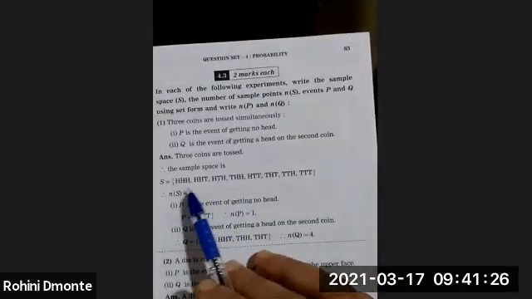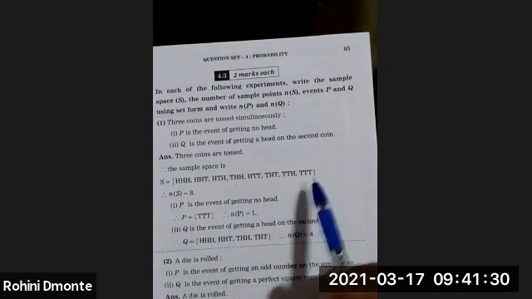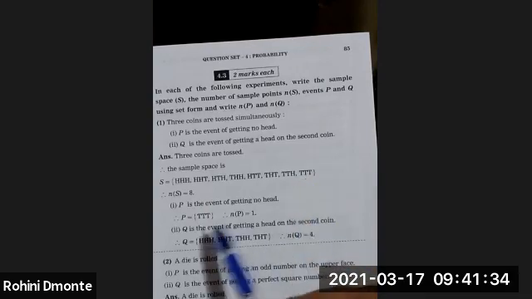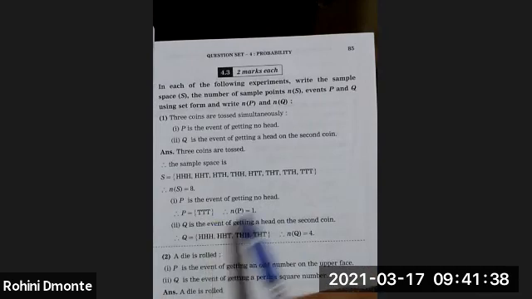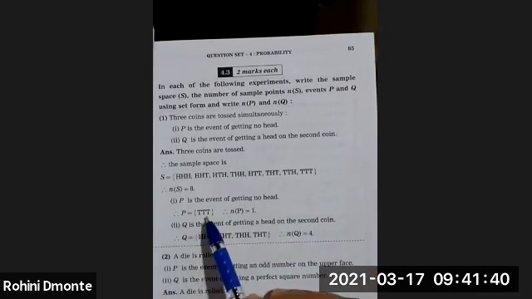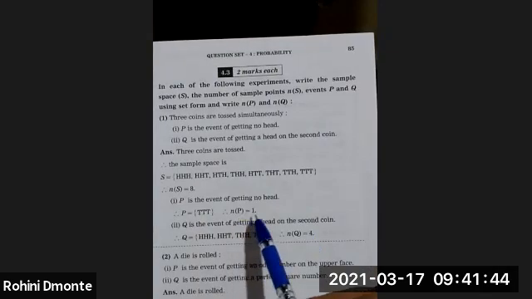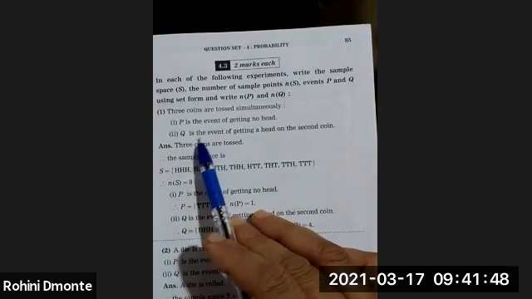Now, if you see, everywhere head is coming. Head, head, head, head, head, head, head. Here head is not there. So you can take this as a favorable outcome. So you are taking this as TTT, that is all tail, no head. So how many outcomes are there? 1. So number of sample points for the event P is 1. Understood, students? Okay, now let us move to the next one.